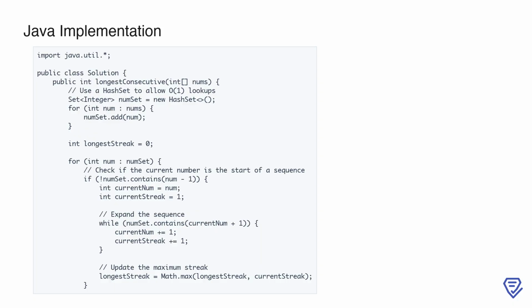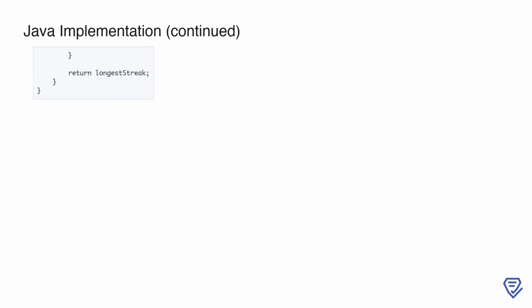Now, within a while loop, we continue expanding the sequence by incrementing current number as long as the next number, current number plus 1, exists in the set. Each time we find a consecutive number, we also increment current streak. Once the while loop ends, meaning there are no more consecutive numbers to expand the sequence, we compare the current streak with longest streak and update longest streak if the current sequence is longer. After completing the iteration through all numbers in the hash set, the method concludes by returning longest streak, which holds the length of the longest consecutive sequence in the input array.